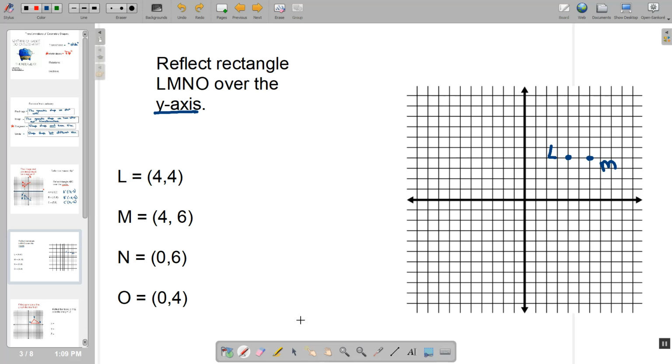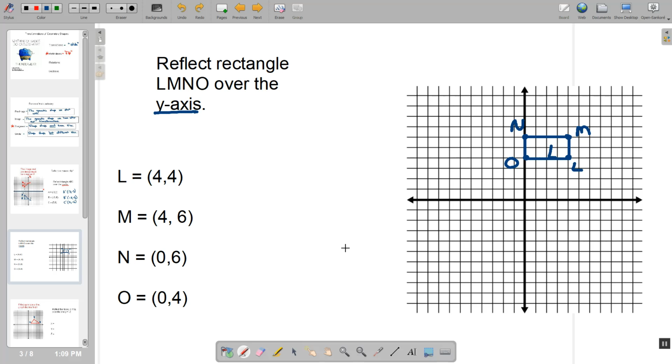Nope, that's not right. M is above. It's right here. There we go. N is right here, and O is right here. So there is our rectangle. And I probably should have put the L on the outside, but that's okay. You usually don't know where you're going when you start the graph. So I'm going to put the L right there.